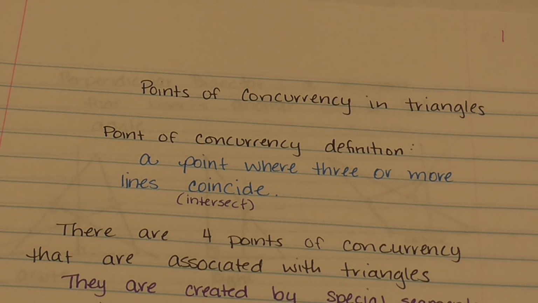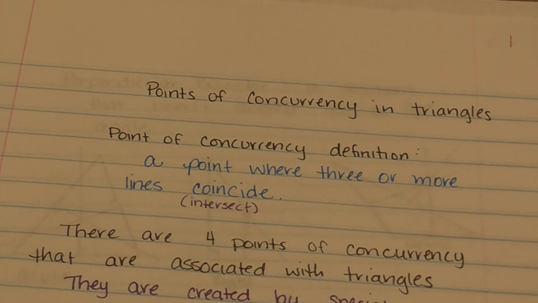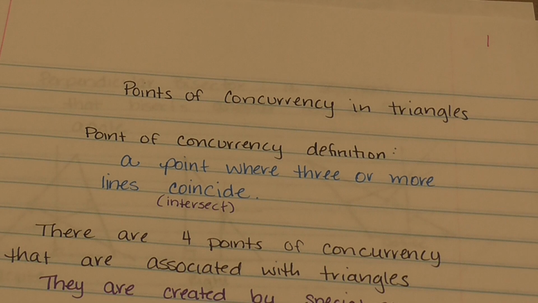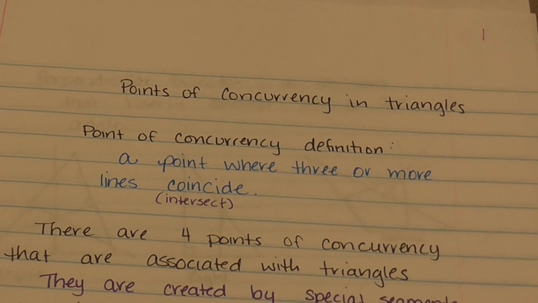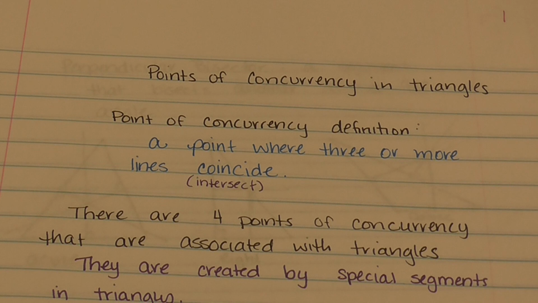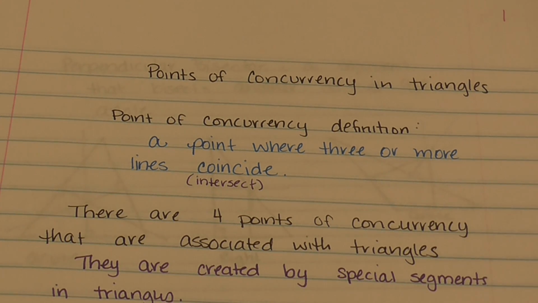Okay, tonight's notes are on points of concurrency in triangles. So first of all, what is a point of concurrency? It's a point where three or more lines coincide, which is just a fancy word for intersect. So the place where three lines intersect is a point of concurrency.